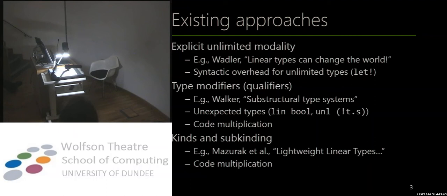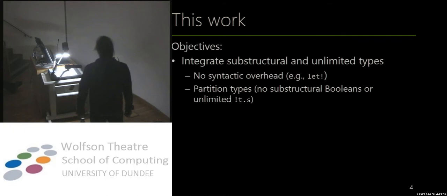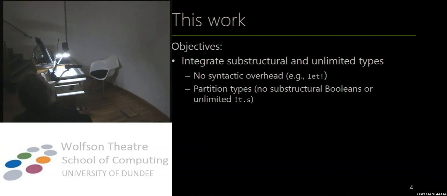So what am I going to talk about today? Well, my goal is to integrate substructural and unlimited types in roughly the way that Mazurak et al. do, but avoiding the code multiplication issue. So what do I mean by that? Well, I'm going to partition by types. I don't have any substructural booleans. I don't have any unlimited channels. I want to avoid any syntactic overhead. I don't want you to have to use let bangs to take things out of modality boxes. And I want to avoid any code multiplication. So I really don't want to have to write 16 compose functions.